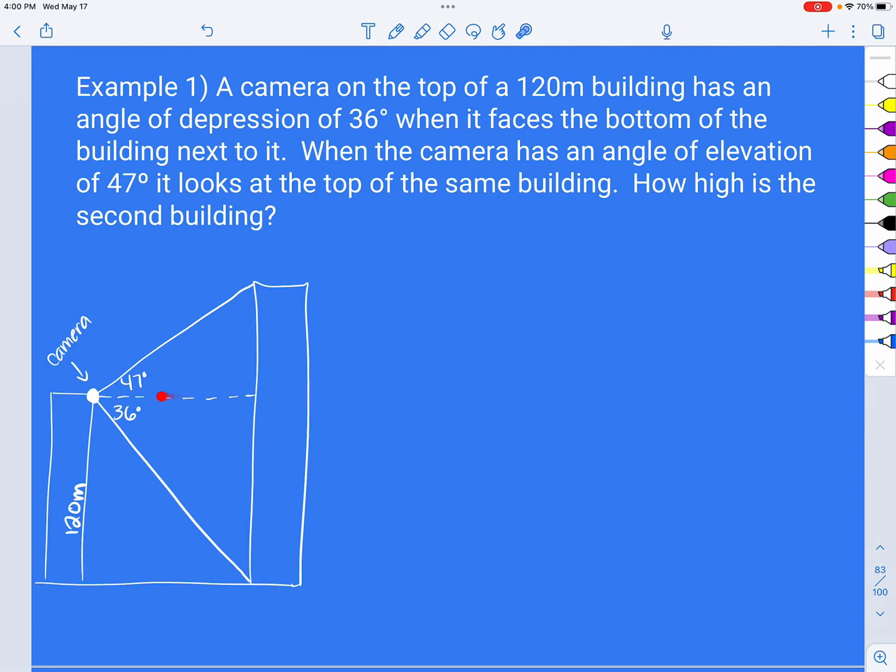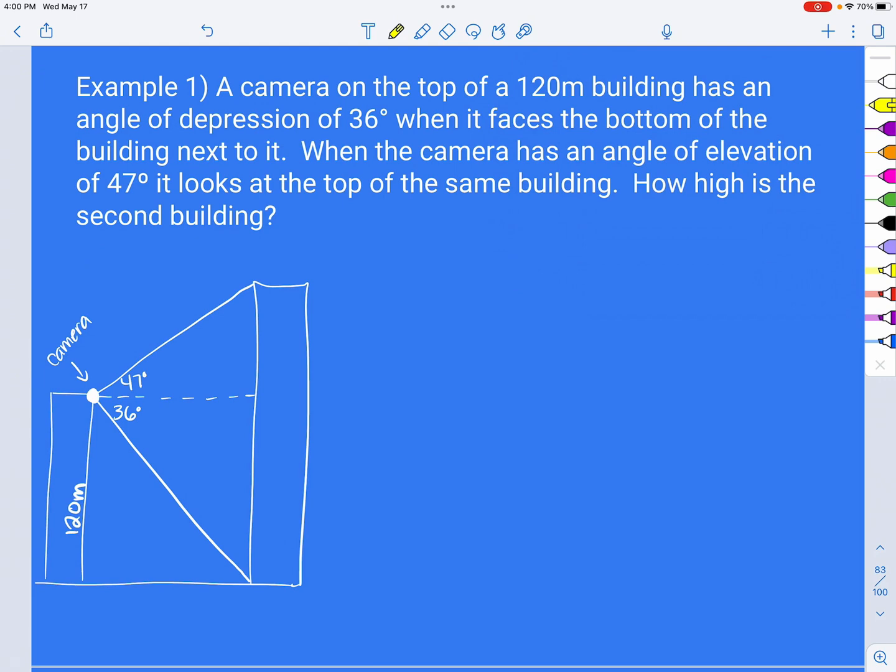Angle of depression is from a horizontal line going down. So that's why the 36 is in there. It has an angle of elevation when it looks to the top. So if you have to look up to see the top of something, it's obviously going to be taller than you. So this line would go up. Angle of elevation from the same horizontal line going up. What it wants us to do is to find out how tall the other building is.